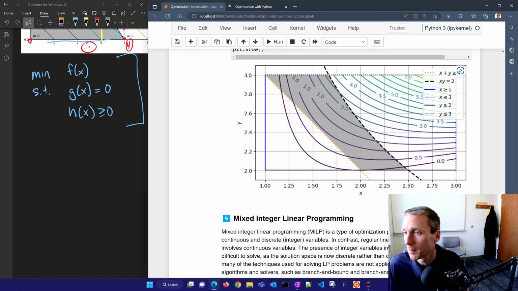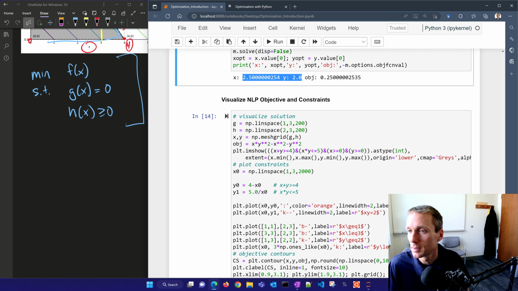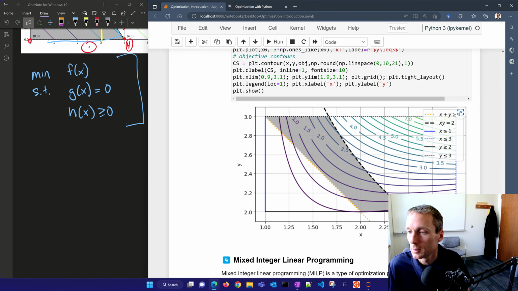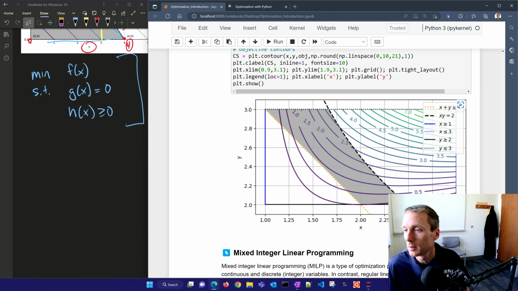Okay, and then if I'm trying to maximize, it looks like it's going to be in the upper right of that gray area. So if I'm maximizing instead, let's go ahead and just try that. Okay, I'll just try to maximize it. Okay, so it gave me x equals 1.66 and y equals 3. So that looks like the correct solution right up there at the top.